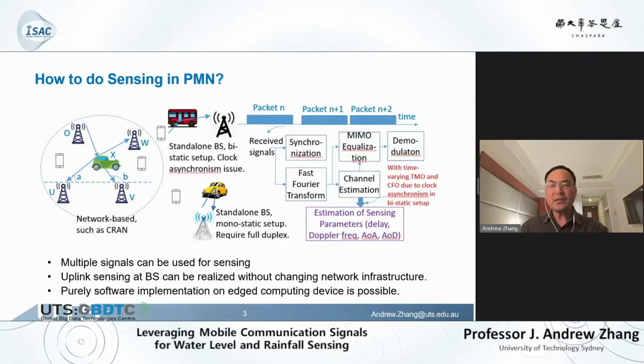To do actual sensing, we can, for example, use the channel state information estimated from pilots. We can also use other signals, for example, the synchronization signals as well as the random data payload. In addition to doing sensing at the base station side, certainly we can also do sensing at the mobile side, right, at the user side. So either uplink or downlink signals and their reflections can be used for sensing.